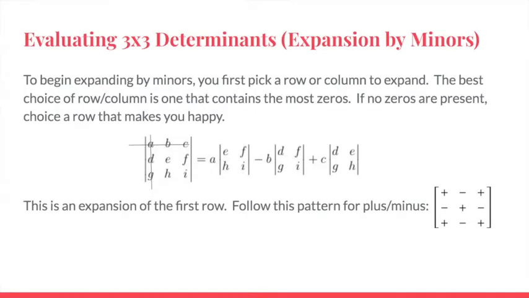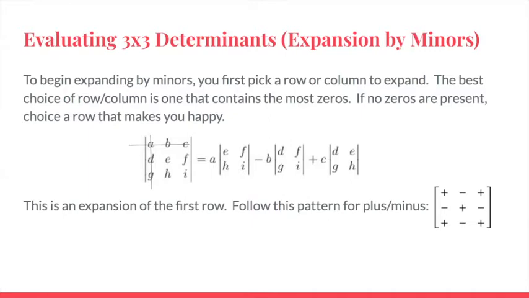For 3x3 determinants, things start to get a little more interesting. By interesting, I mean complicated. There are a couple of ways that we can evaluate 3x3 determinants, and the first is a method called expansion by minors. In order to expand by minors, we pick a row or a column, either one, and what we do is we go through and eliminate a row and column at a time and evaluate the matrix that's left behind.